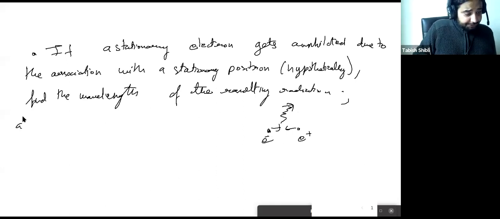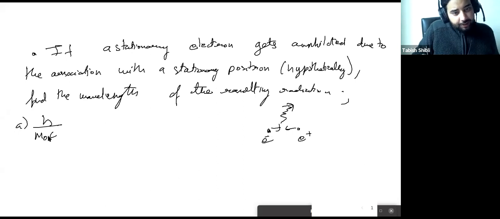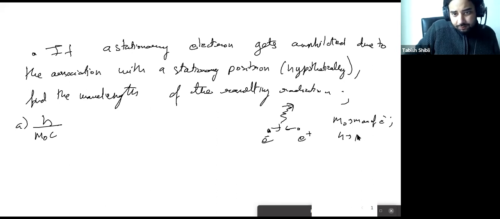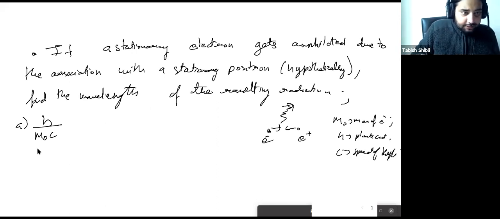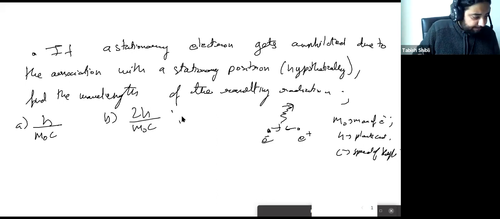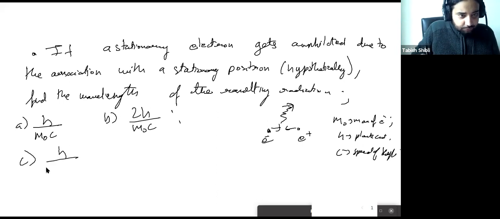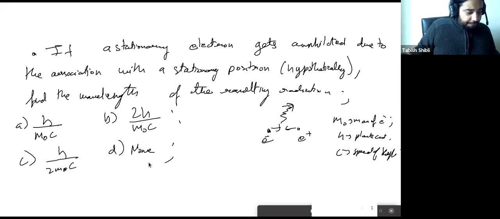I'll give you some options also if that's okay. A can be h over m naught c, where m naught is the mass of the electron, h is the Planck's constant, and c is the speed of light. What else can it be? B is 2h over m naught c, C is h over 2 m naught c, and D is none. Okay, go ahead.